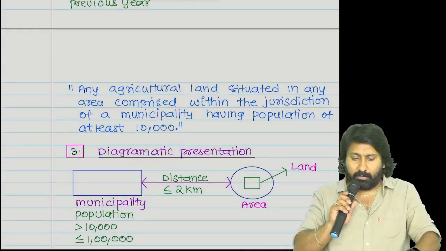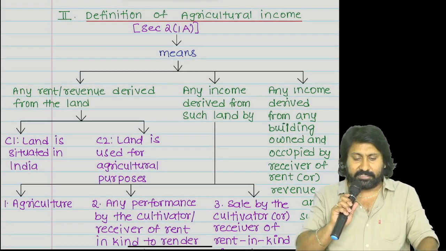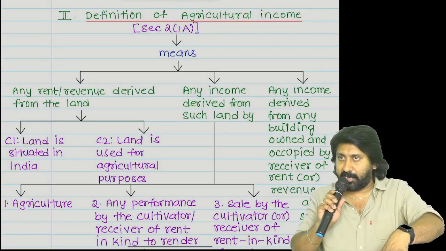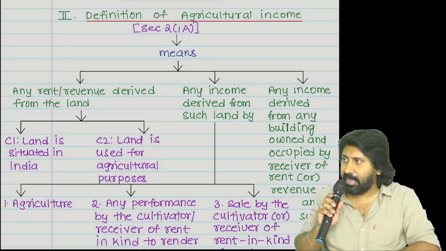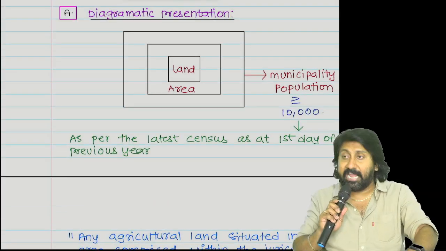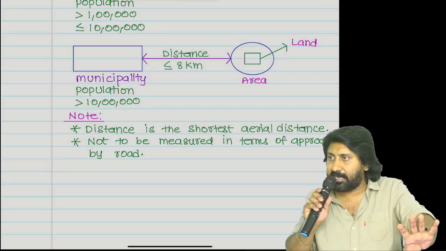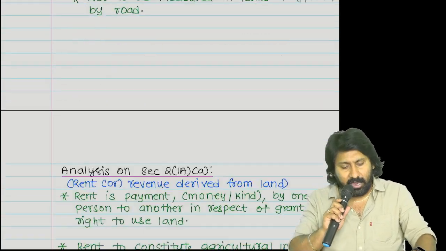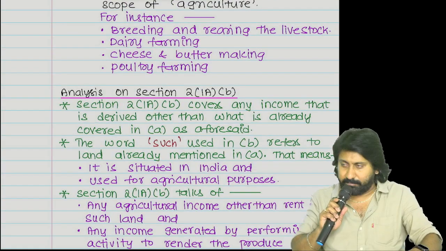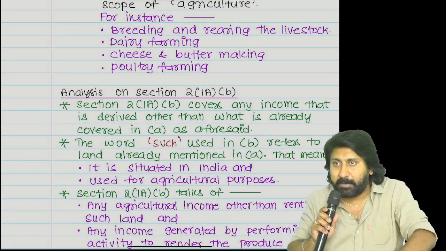See, tomorrow's session, I will first make you write the definition of agriculture income. Listening? After definition, diagrammatic presentation only you write. That means with that you will understand what is agricultural income concept. Correct? After that, directly we will go into the problems. Okay? And I will share this PDF completely.